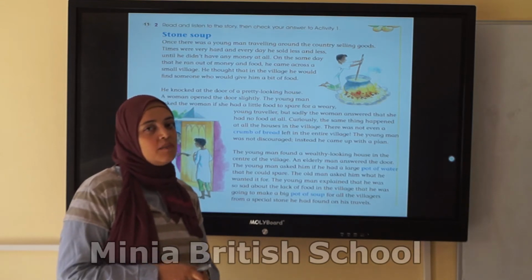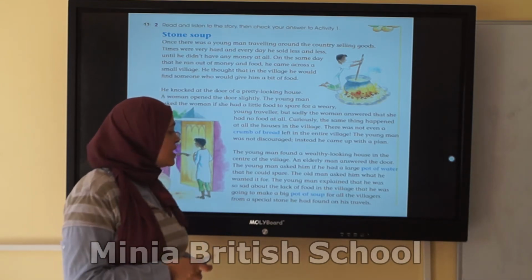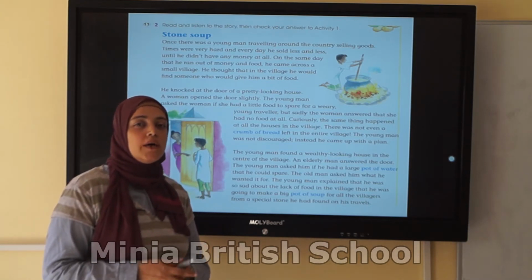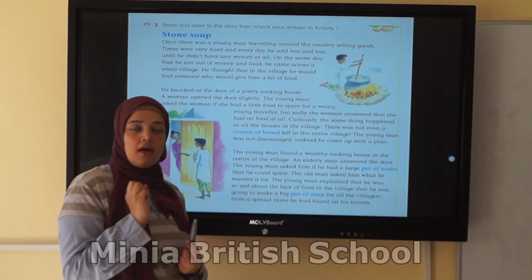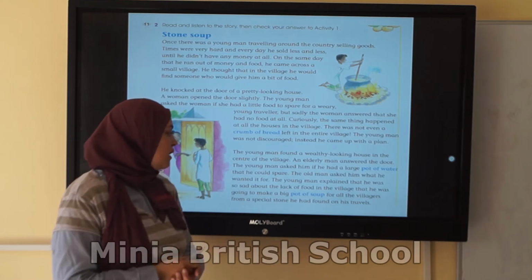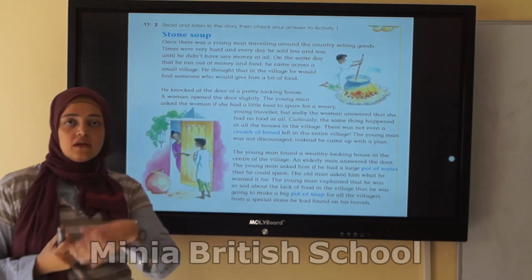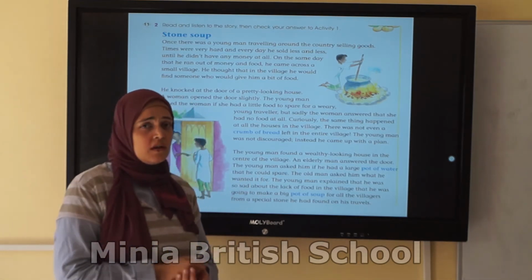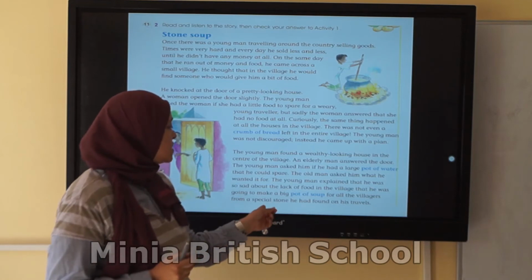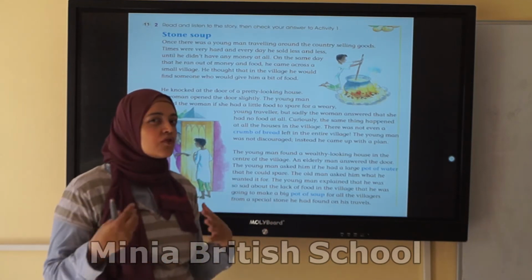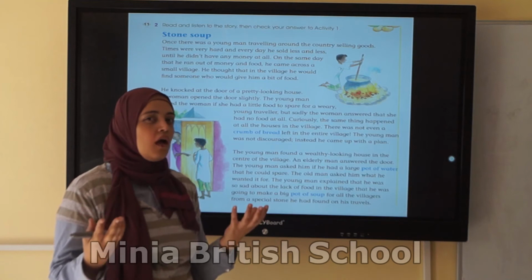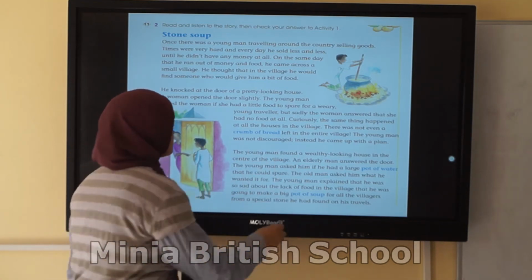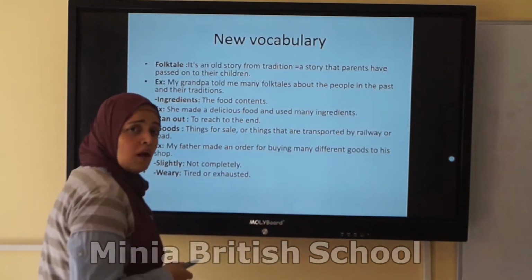How did he make the man curious? He made the man curious that he caught him. What else can we say? He encouraged him. He encouraged him to give him this pot of water by saying what? Special stone. So he was curious to know what is the special stone that made this pot of water. So he encouraged him by doing this.